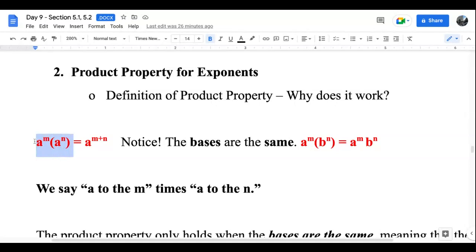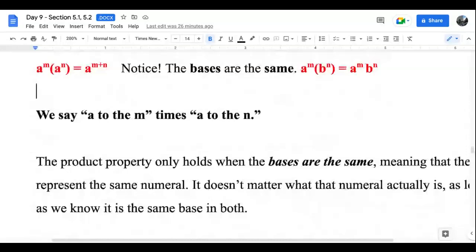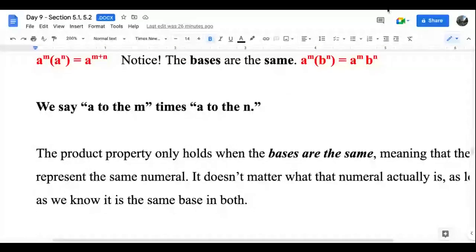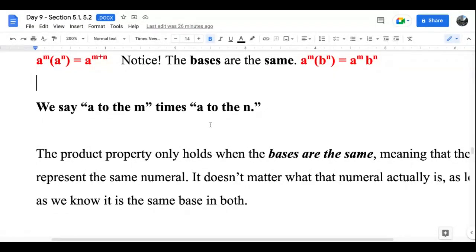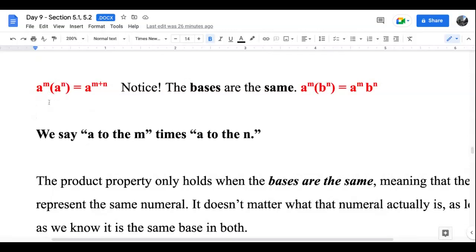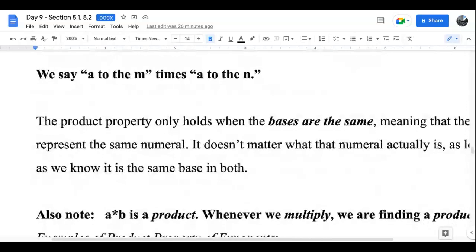Right. So again, if we have the same base, multiplying, so we add the exponents. That's how we combine them. We add the exponents. Usually we see a to the m power times a to the n power equals a to the m plus n. So this property holds only when the base is the same. If the bases are different, we cannot do anything.